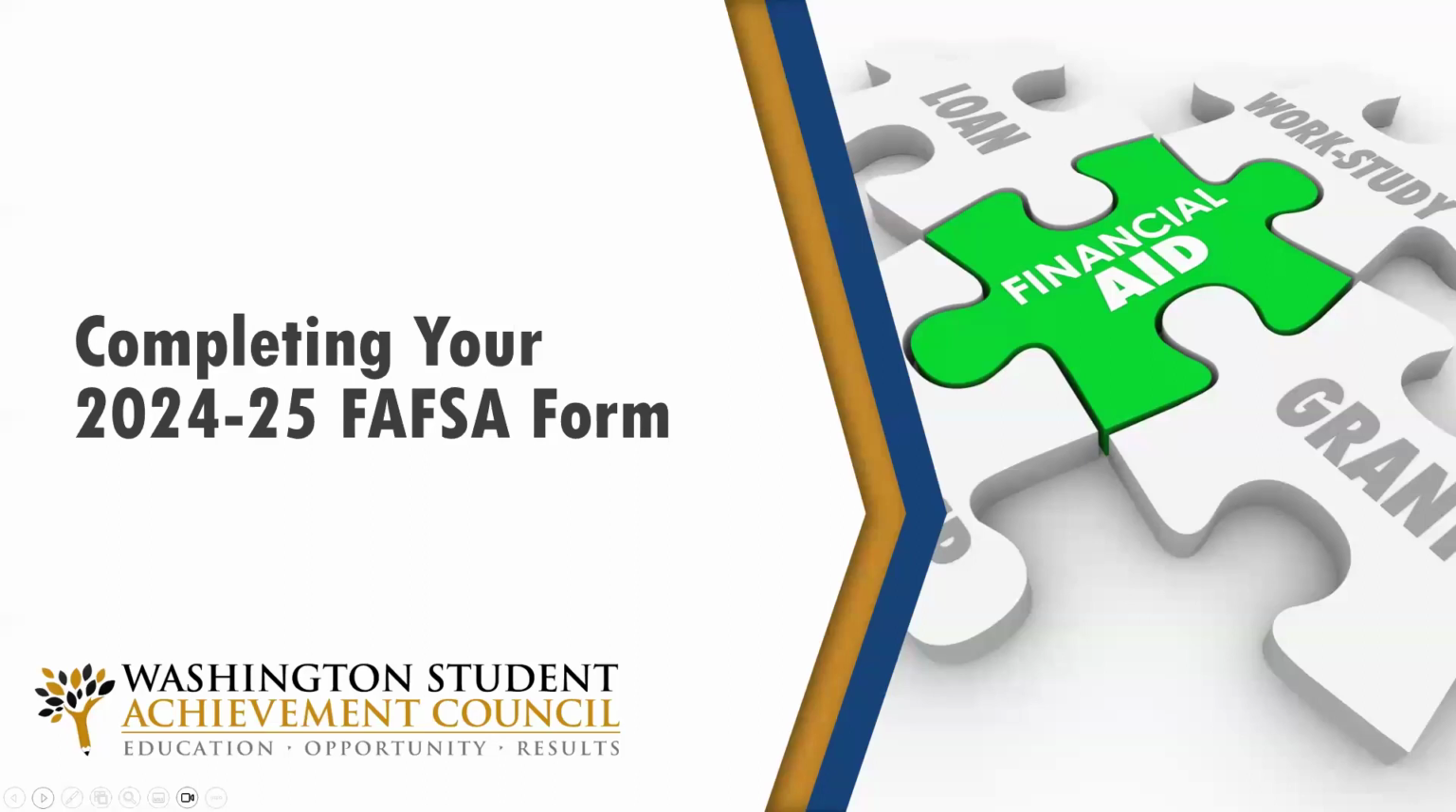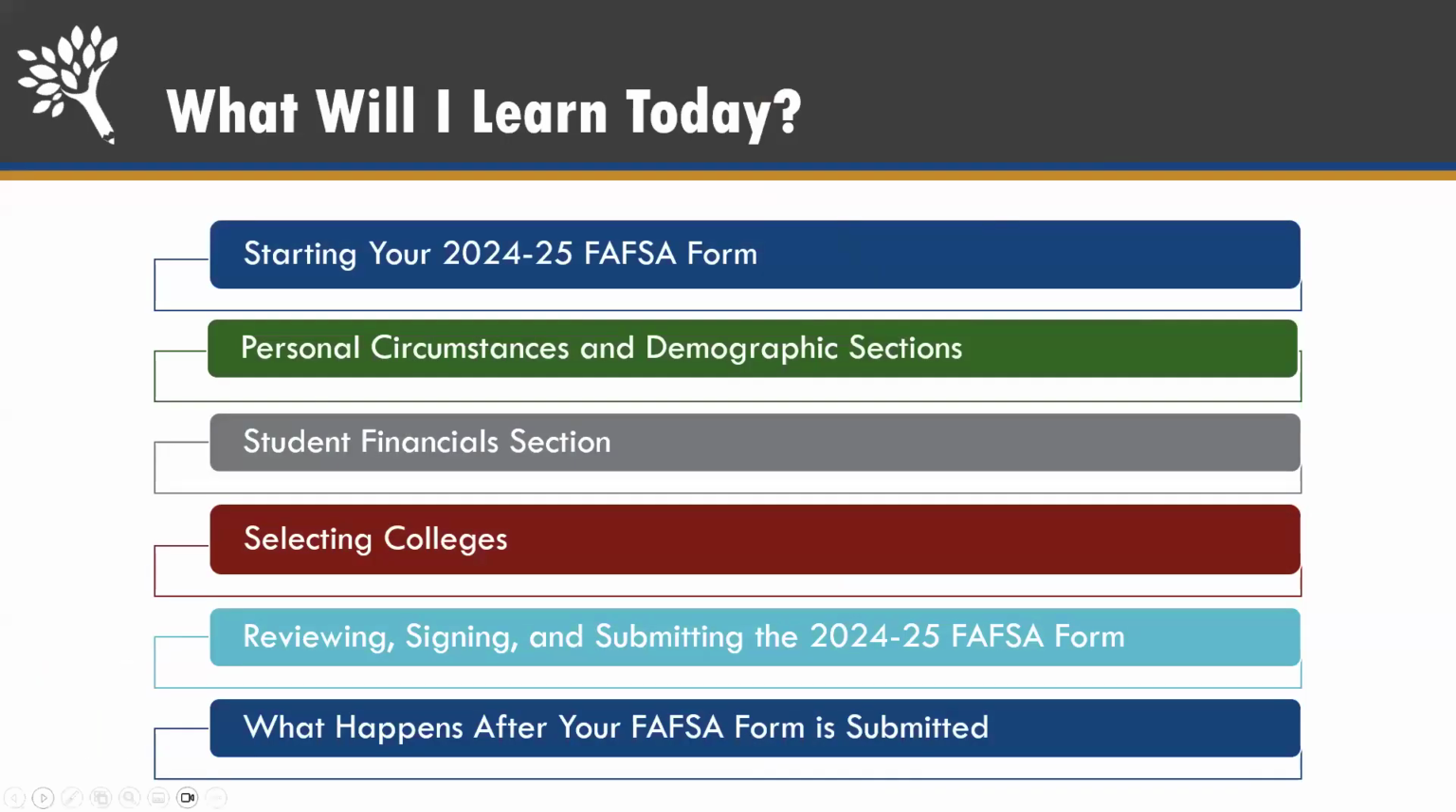This video is to help you walk through how to apply for financial aid using the FAFSA. Today, we're going to talk about how to start your application, and we're also going to cover what information is required for the other parts of the application, personal circumstances and demographic sections. We'll also walk through the student financial section. We'll show you how to select colleges to have this information sent to, and we'll cover reviewing, signing, and submitting your application. And we even have resources to help you after you're done with your application.